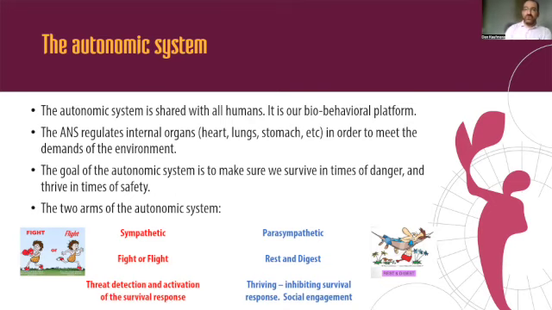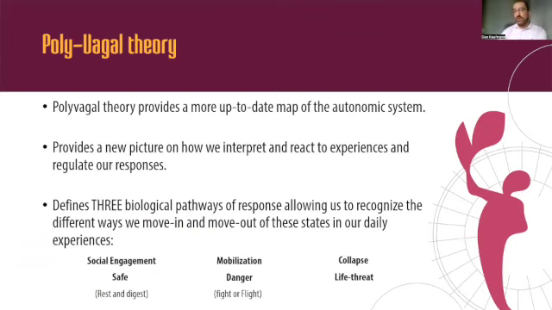Today, I wanted to introduce a different system that is kind of an expansion of the autonomic system, and that's called the Polyvagal Theory, because the Polyvagal Theory provides a better, more up-to-date map of our autonomic system, and it provides an expanded picture of how, when we live in the world, we interpret the things that happen to us, how we react to things, and what the hierarchy of stages is that we go in and out of that might explain our experiences.